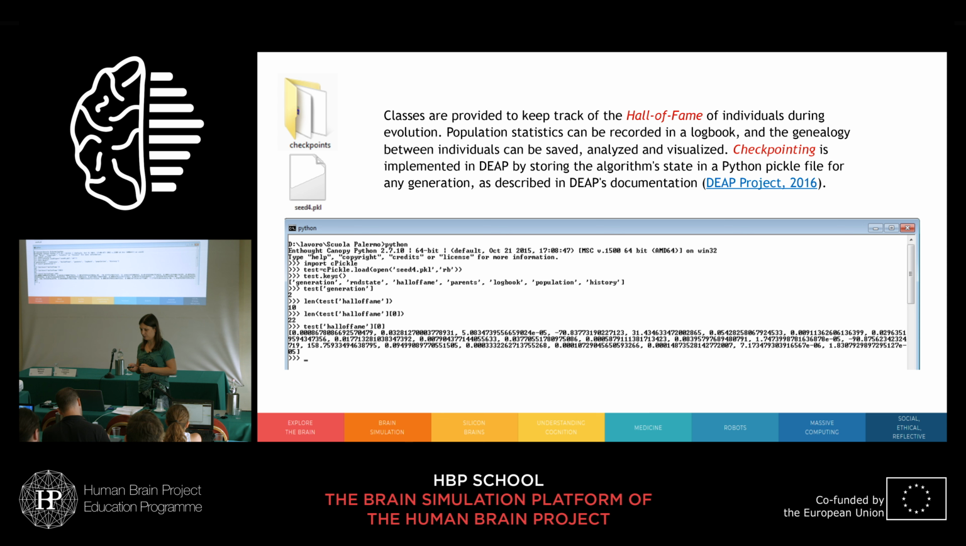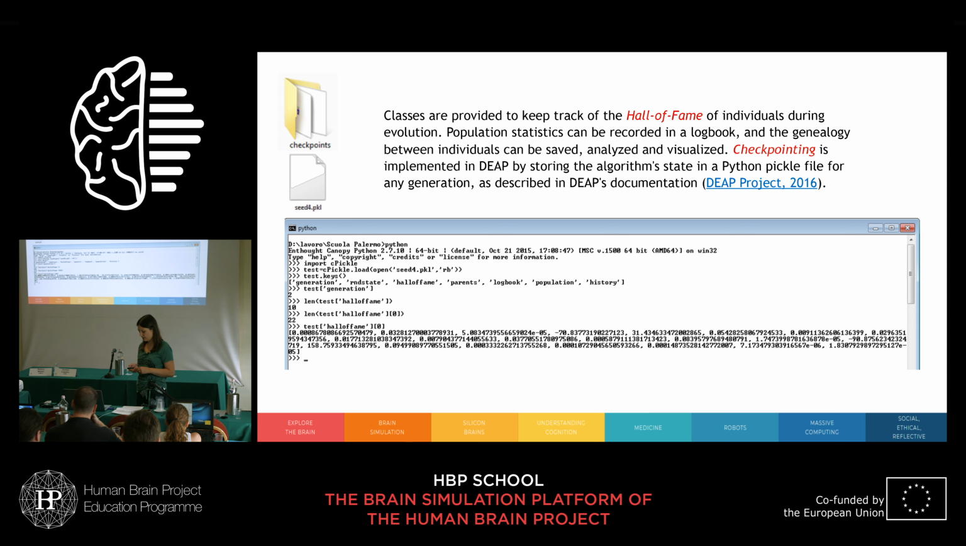Once the optimization is run, classes are provided to keep track of the Hall of Fame of individuals during the evolution. So there are some recordings of population statistics in a so-called logbook, and the genealogy between individuals can be saved, analyzed, visualized. This is so-called checkpointing, and it's implemented in DEAP by storing the algorithm states in a Python pickle file for any generation.